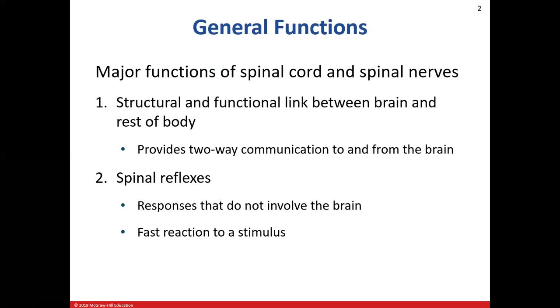Now, spinal reflexes are responses to muscle or other tissue that do not involve the brain. And that's basically because they utilize a pathway that sends the sensory signal up to the spinal cord and directly loops right back out along the motor pathway. And this provides us with a very fast reaction to a particular stimulus.